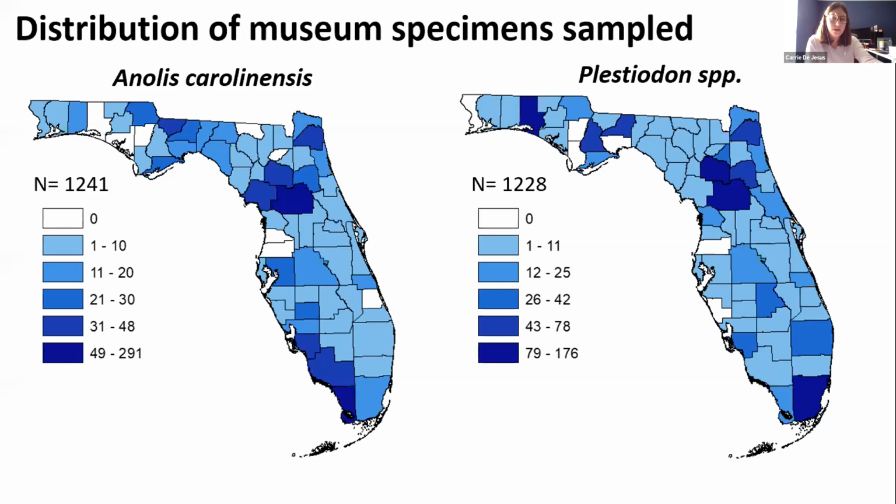So using our museum data, we looked at anoles and Plestiodon skinks, since those were tested in that original laboratory study for the competence of the bacterial infection. Looking at all the anoles, over 1,200 samples, we didn't find any anoles with ticks. But when we looked at Plestiodon skinks, which include the southeastern five-line skink, common five-line skink, and broad-headed skinks, we found quite a few, and we had a good distribution of samples.